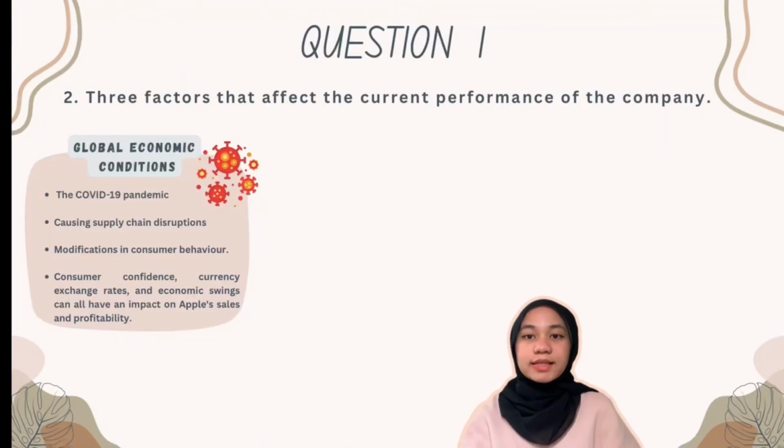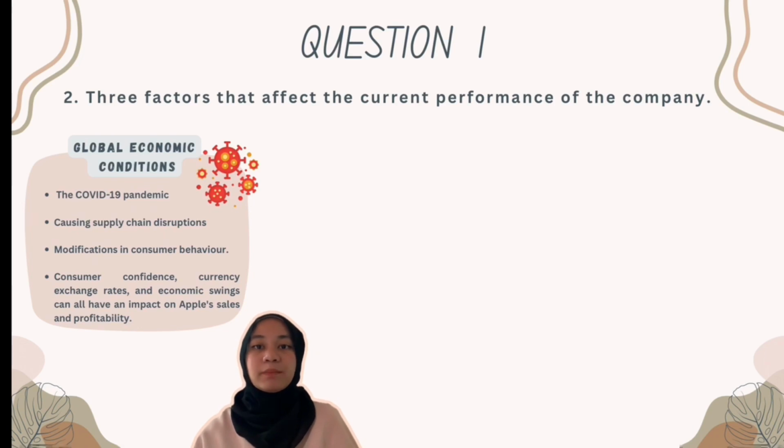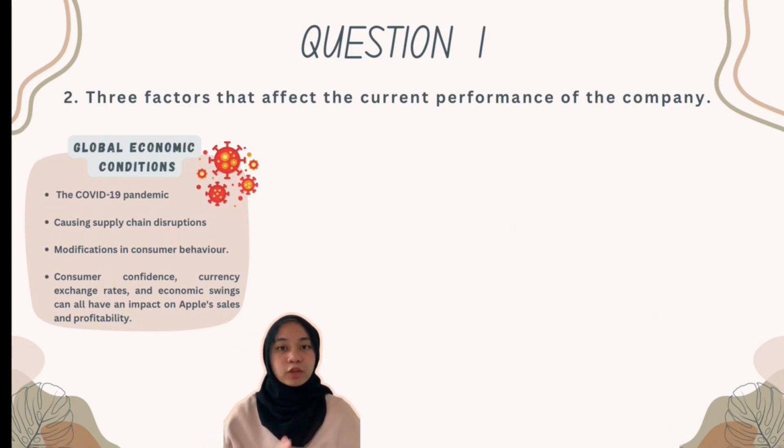Next question is, suggest 3 factors that affect the current performance of the company. The first one is global economic conditions. Apple's performance may be impacted by economic conditions on a global and local level. The COVID-19 pandemic continued to have an impact on the world economy in 2021 and 2022, causing supply chain disruptions and modifications in consumer behavior. Consumer confidence, currency exchange rates, and economic swings can all have an impact on Apple's sales and profitability.